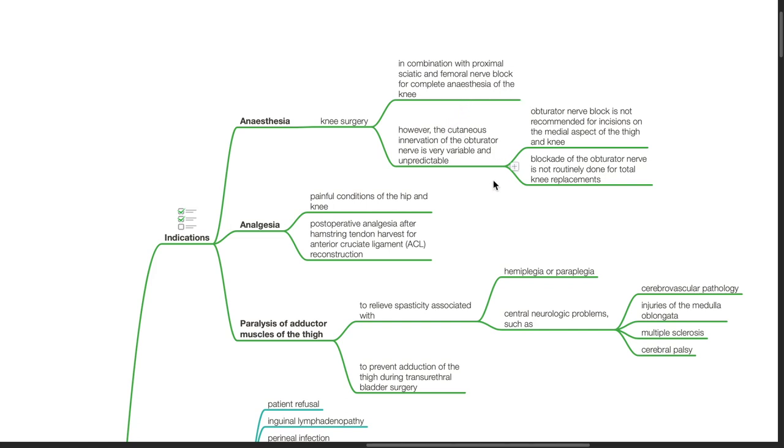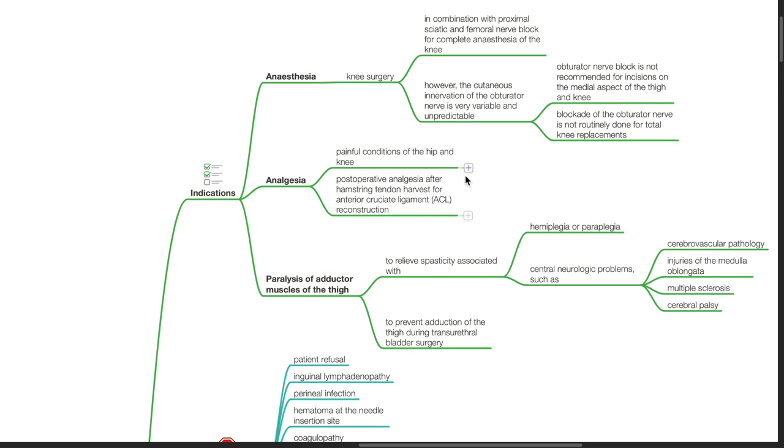However, the cutaneous innervation of the obturator nerve is very variable and unpredictable. Obturator nerve block is not recommended for incisions on the medial aspect of the thigh and knee. Blockade of the obturator nerve is not routinely done for total knee replacements.